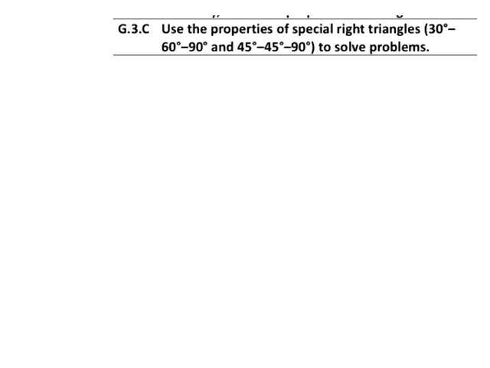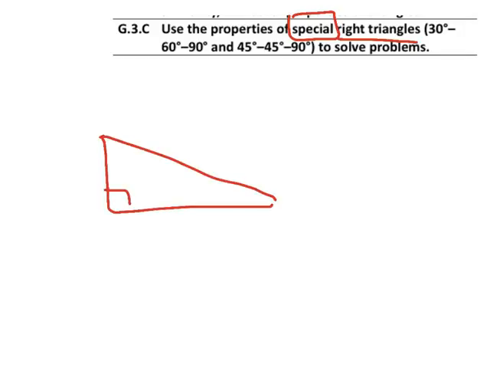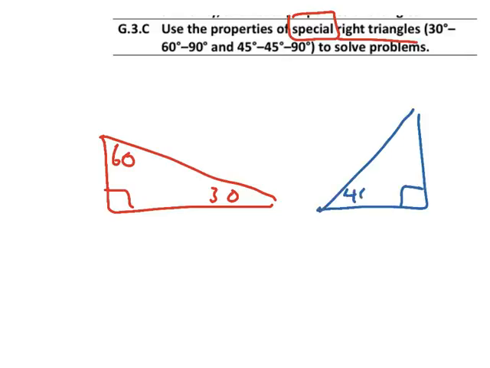This is g3c. In this one, we're going to look at right triangles, but not just any ones. We're going to look at special ones. In particular, we're going to look at triangles that have this combination: right angle, 30 degrees, and this angle is 60 degrees. The other triangle that we're going to look at is like this, and this is also right, and it happens to be 45 degrees and 45 degrees.